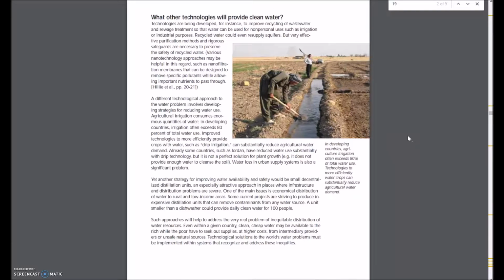Another alternative method for reusable clean water is small distillation units. This is much more attractive to those where infrastructure and distribution problems are more severe. This solves most issues in rural and low-income areas, but once again, this is still not going to solve the world's issues in terms of unclean water. So, to sum up the problem as a whole, clean, cheap water is available to the rich, but the poor have to seek out supplies at much higher costs.